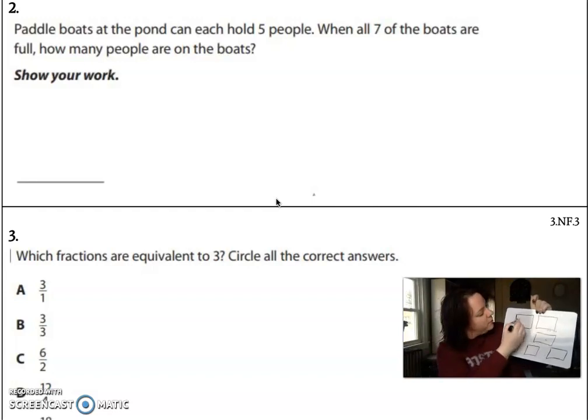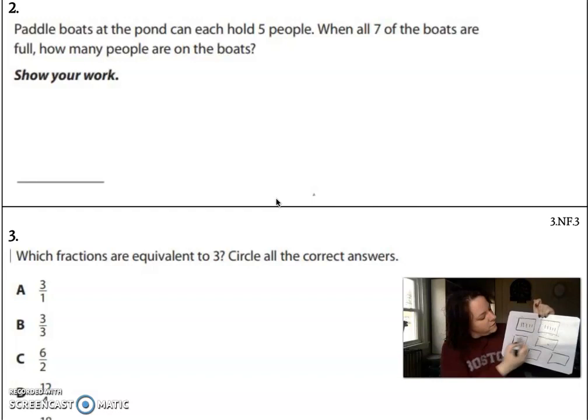So let's draw 5 people. 1, 2, 3, 4, 5. 1, 2, 3, 4, 5. 1, 2, 3, 4, 5. I don't know how I just did that. 1, 2, 3, 4, 5.